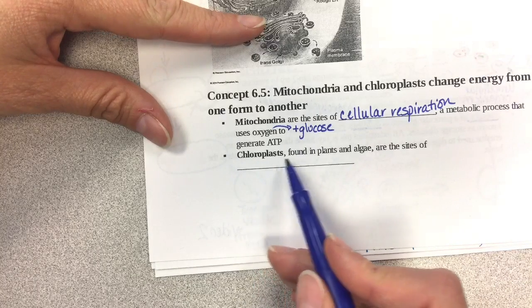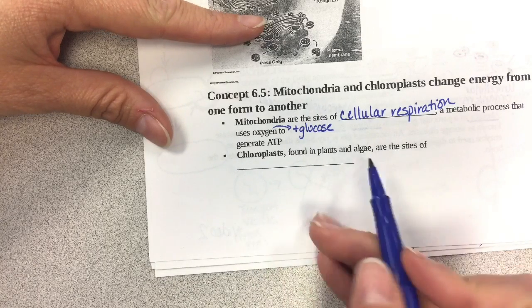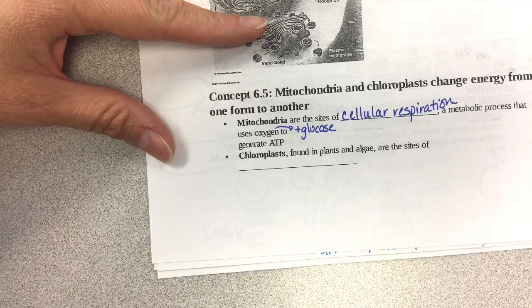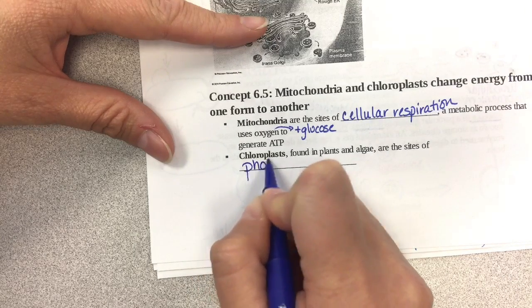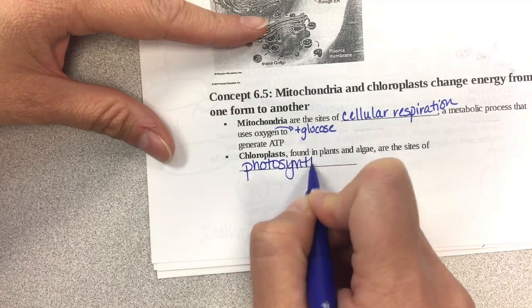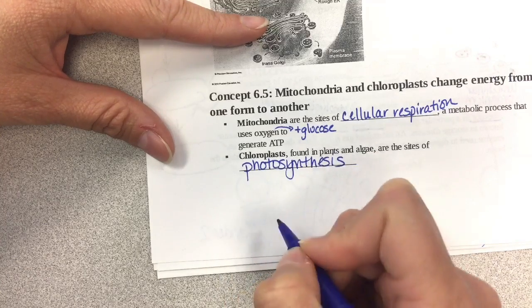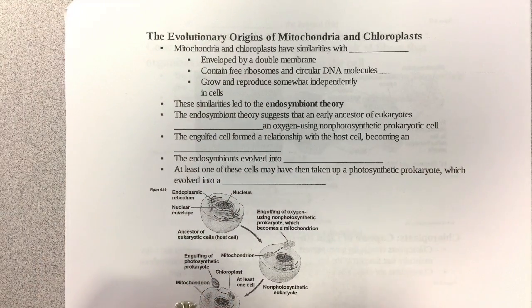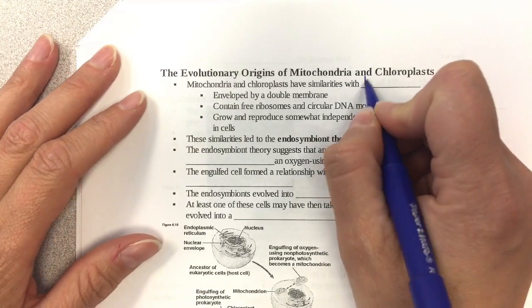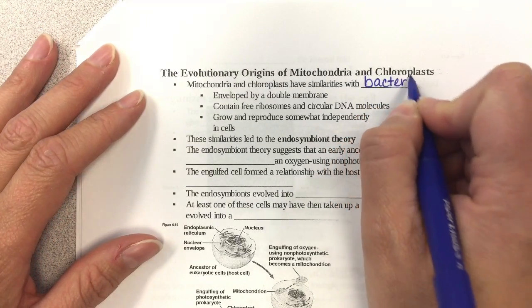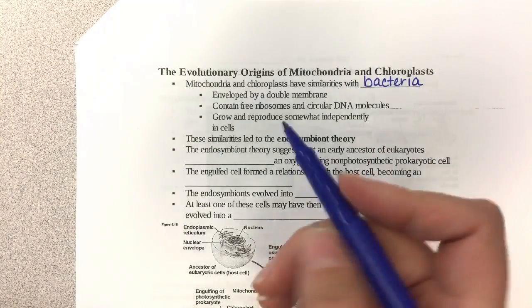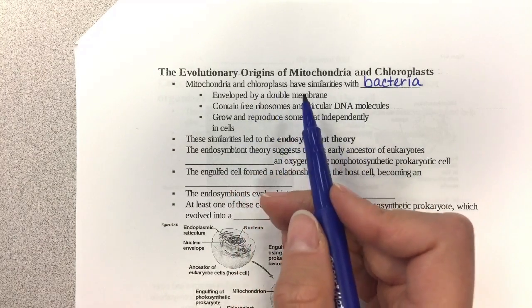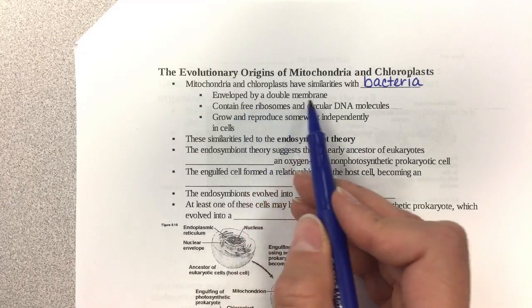And then chloroplasts, found in plants and also algae, are the site of, I bet you know the answer to this, photosynthesis. Photosynthesis is when the plants make their own food. This is how you get glucose onto the earth, by photosynthesis. Now, the thing about mitochondria and chloroplasts is that they're interesting in that they have similarities to much simpler cells. They have similarities with bacteria, which, remember, we talked about is a prokaryotic cell. The reason they are similar is that they both have a double membrane.